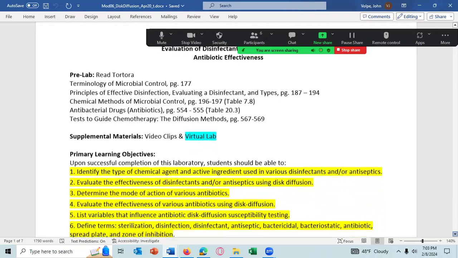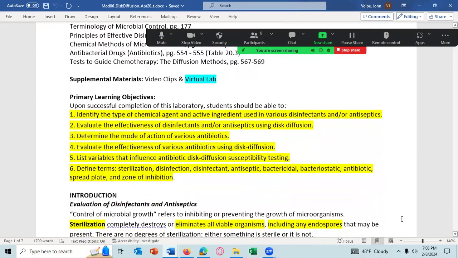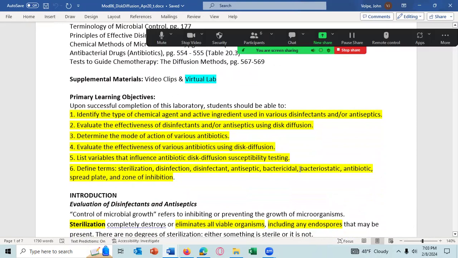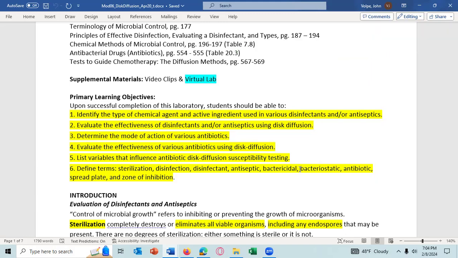The learning objectives for this lab are: 1, be able to identify the type of chemical agent and the active ingredient used in various disinfectants and or antiseptics. 2, evaluate the effectiveness of disinfectants and or antiseptics using the disc diffusion method. And when I say the disc diffusion method, I mean the Kirby-Bauer method. These two terms mean the same thing. One is obviously using a disc to measure something, and the other is named after the scientist who invented the procedure.